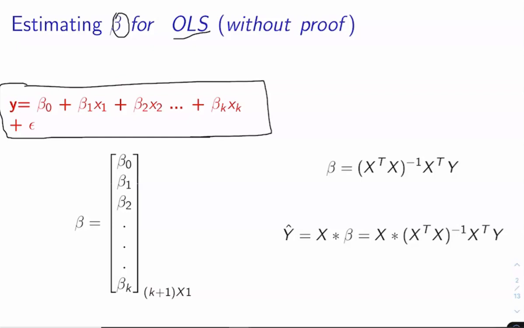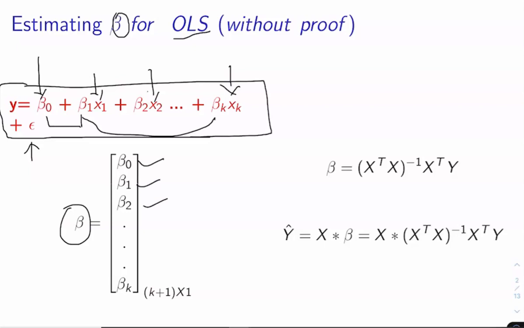In multiple linear regression, there is more than one input feature. Here, this is the very general equation in which there are k input feature vectors. Beta 0 is the y-intercept and e is the error term. So this beta is a vector which consists of all these coefficients, beta 0 to beta 1, beta 2 up to beta k.